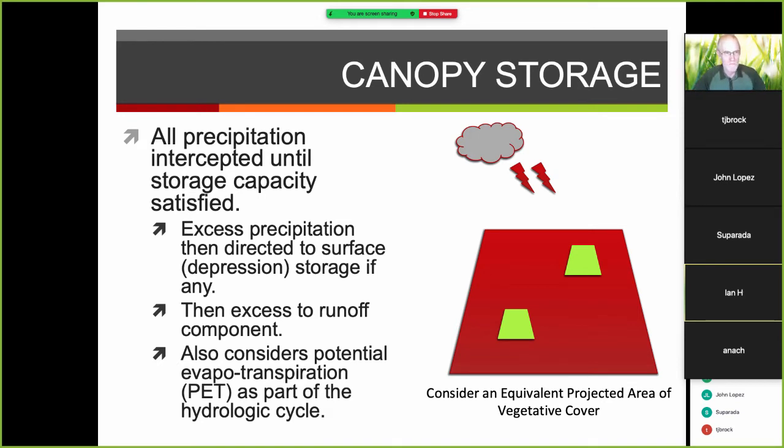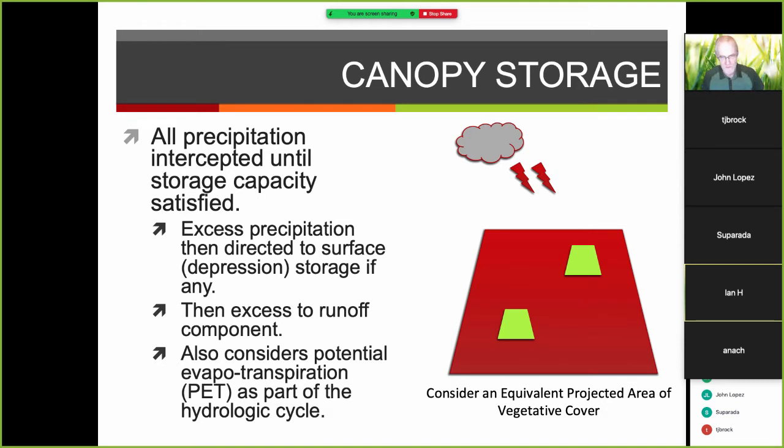The usual approach, listed here, is that all precipitation is considered intercepted until the storage capacity is satisfied. Now the storage capacity of a tree in terms of depth of rainfall is not going to be very large. It certainly, in my mind, would be less than an inch. Once that storage capacity is satisfied, the excess precipitation is then directed to surface or depression storage if there's any available. And once the depression storage is satisfied, what's left over can become excess runoff, and that's what we would eventually see at our gauge.